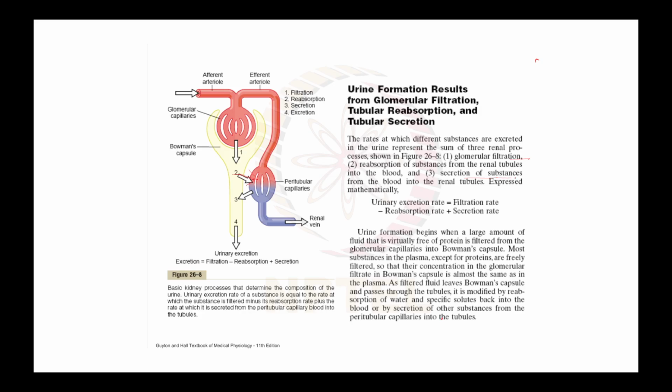Third is the secretion of the substance from the blood into the renal tubule. Some part again gets secreted because of the proximity, and altogether the urinary excretion rate is filtration rate minus the reabsorption rate plus secretion rate.